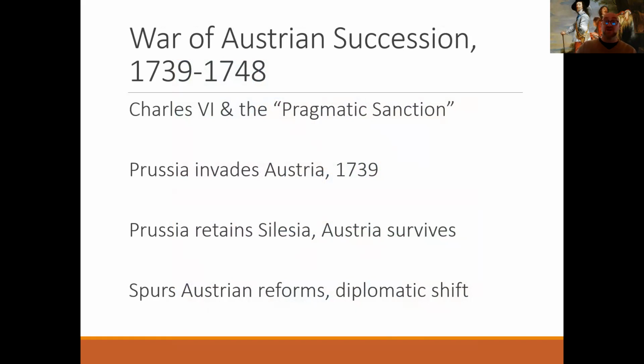Nevertheless, Austria survives. He tries to conquer Austria, it doesn't work. In fact, it will spur Austria to reform its government, particularly its army, but even its central government. And especially after Maria Theresa dies, she's very traditional. Her son, Joseph II, is the one who tries to modernize the Austrian state along these lines. But it will also cause a diplomatic shift, which we'll come to in a little while. And you'll get to read this in your textbook as well. But it means success. Absolute monarchy means success.